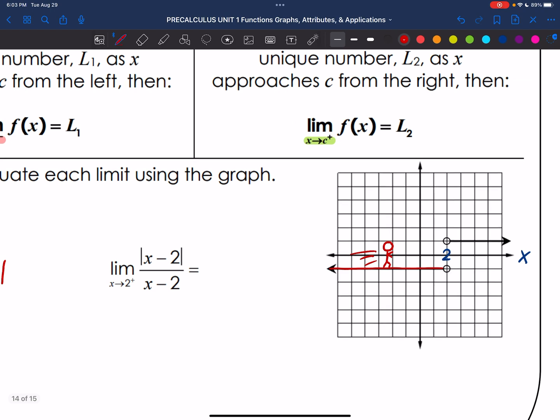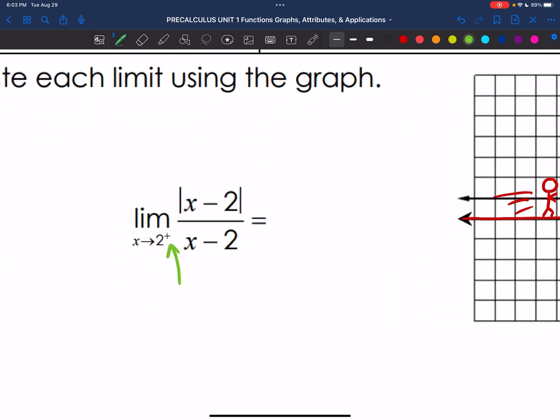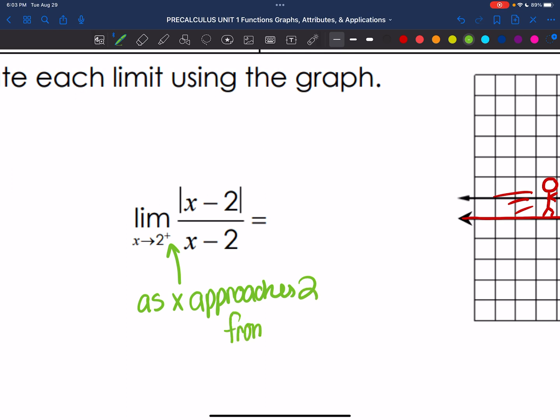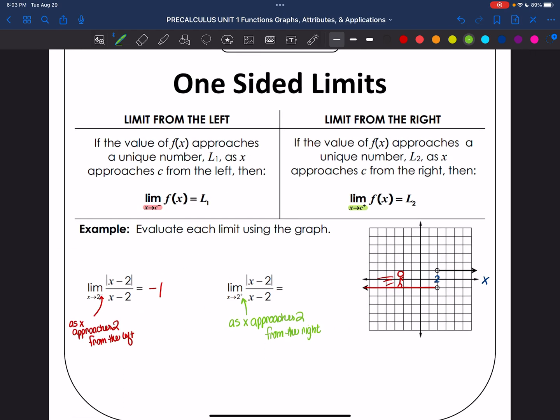But what about this other question here? It's saying find the limit of this function as x approaches 2. This is actually as x approaches 2, but now it's from the right. We're looking at a right side limit.